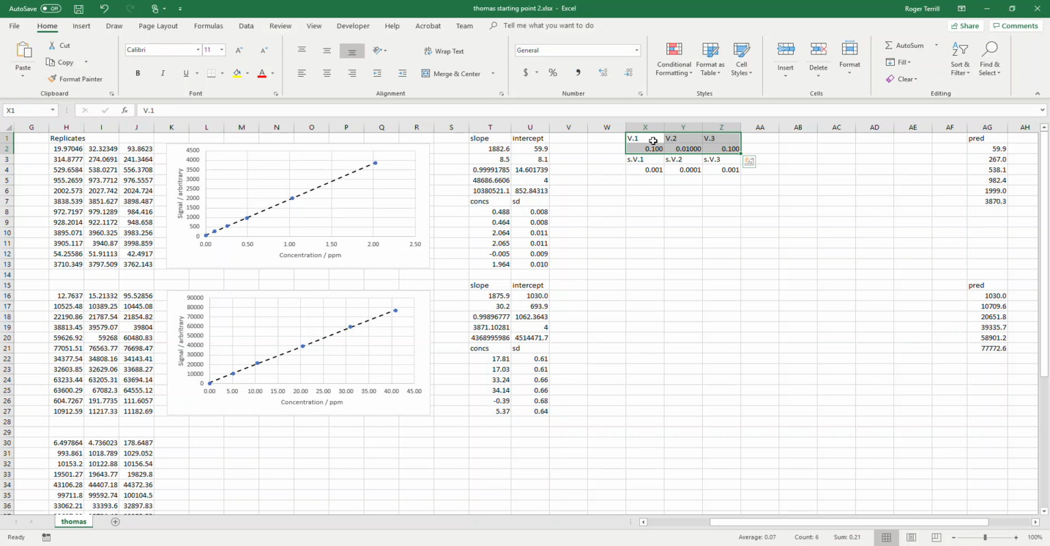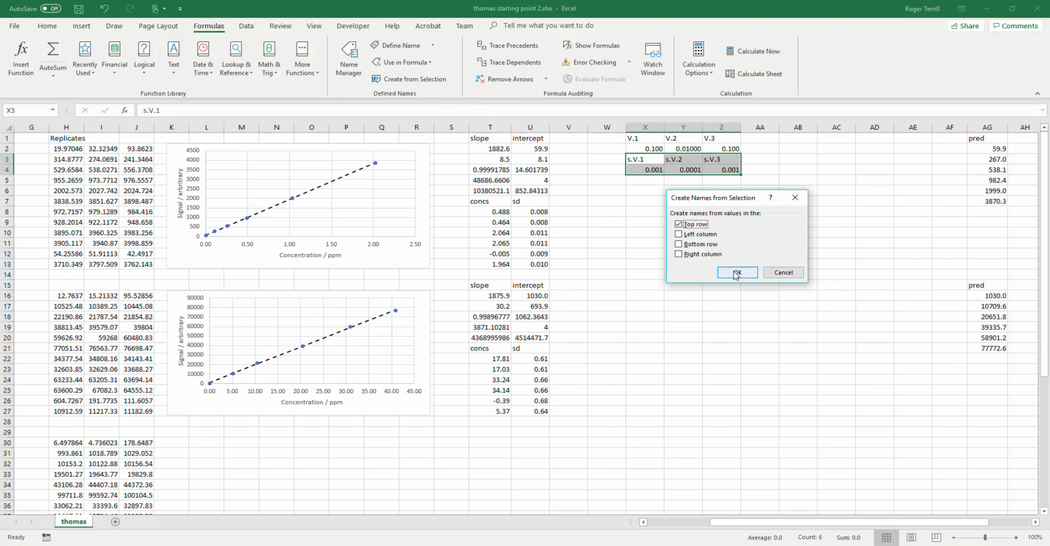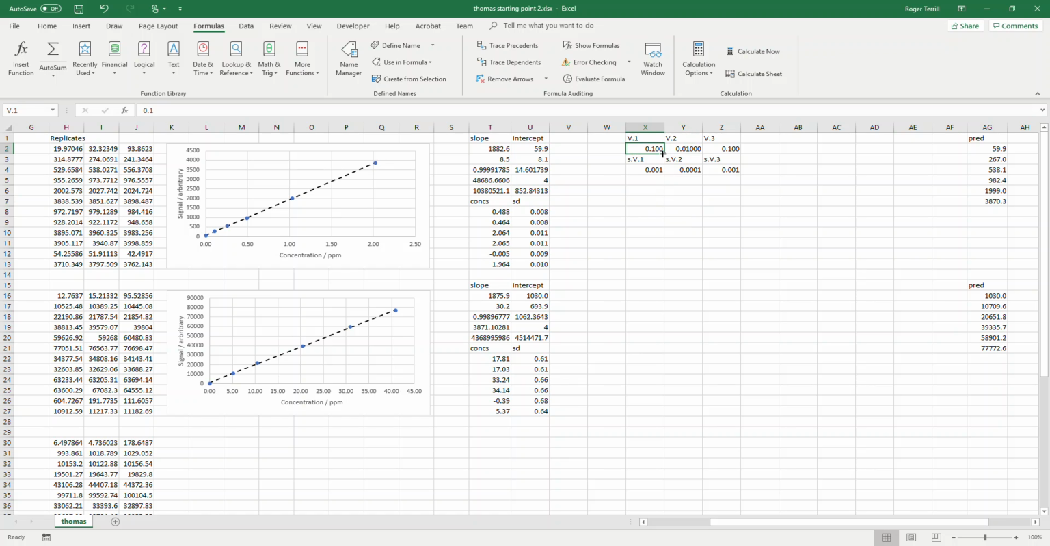And so I'm going to name these cells. I'm going to name 0.1 v.1, 0.01 v.2, etc. The way I do that is I highlight these and then I go up to formulas, create from selection, and it guesses that the names are in the top row, and I say okay. And then I do the same thing down here. And now we see that when we're on that cell, the cell address is changed to v.1. So that makes it a nice way to absolutely address these cells, right?